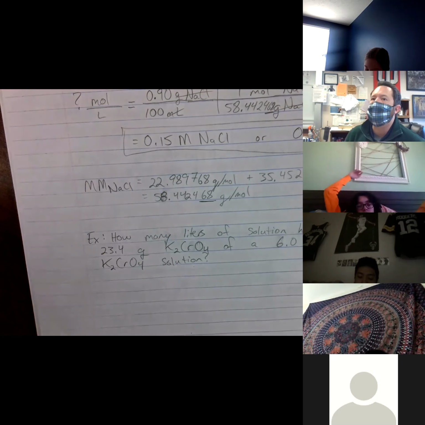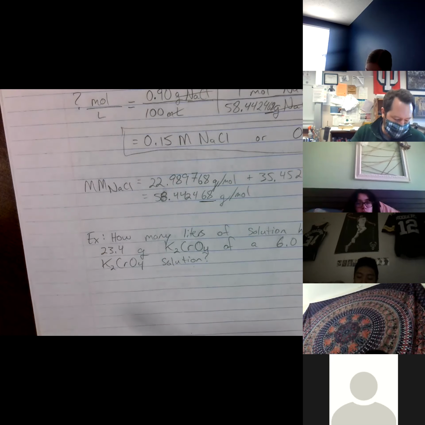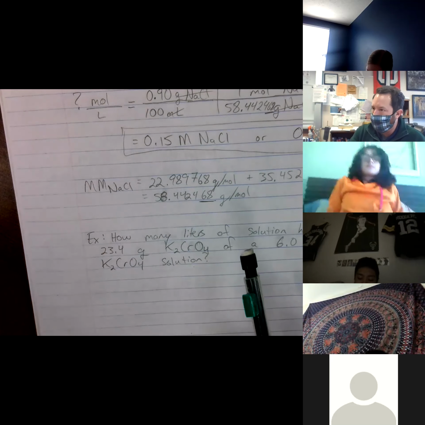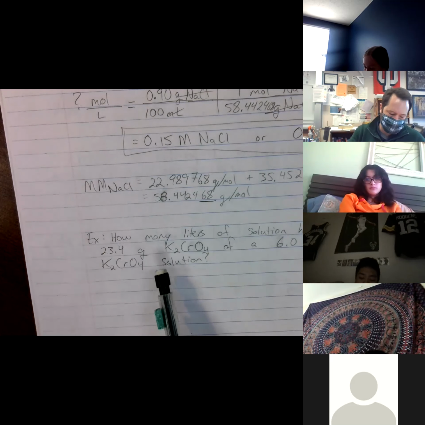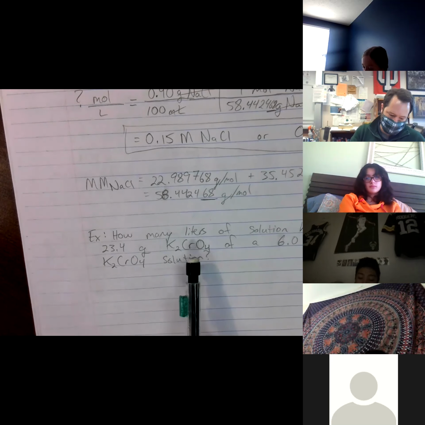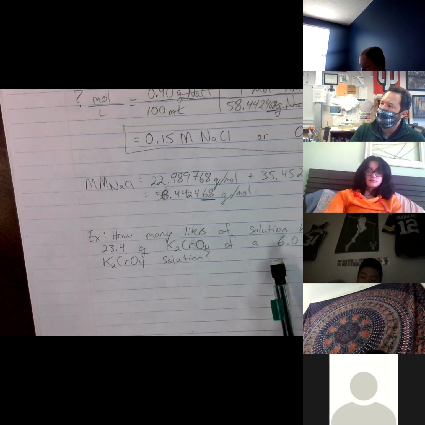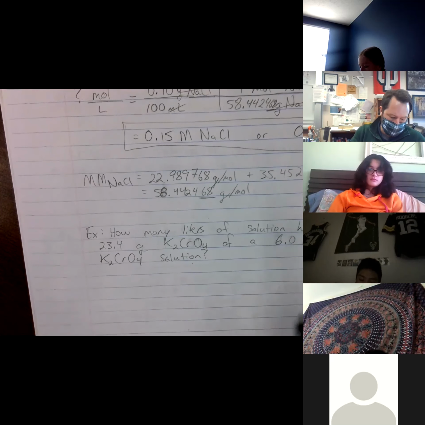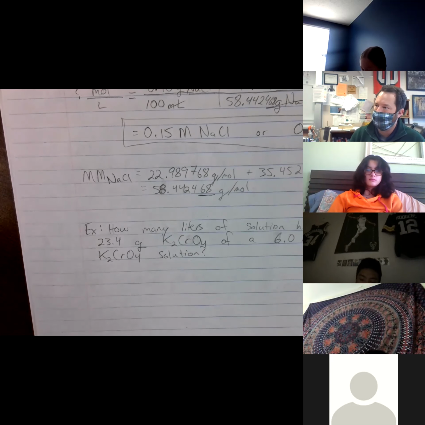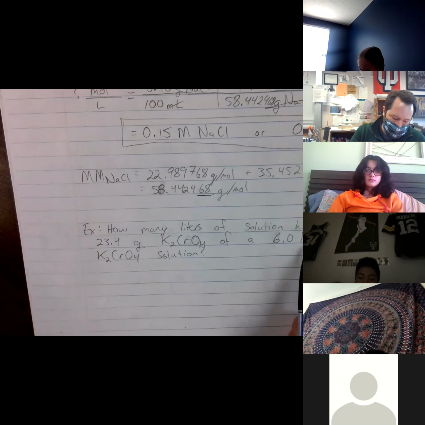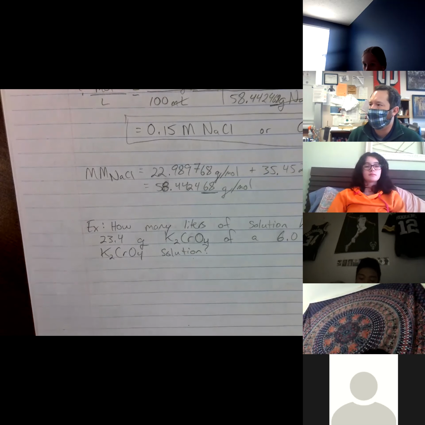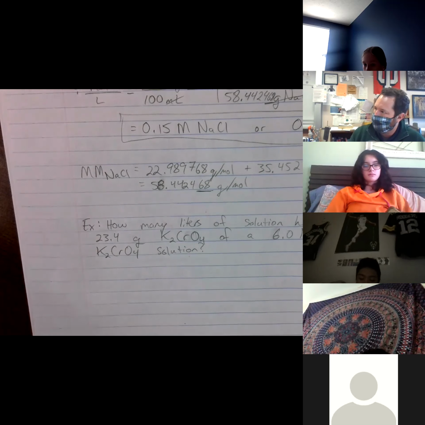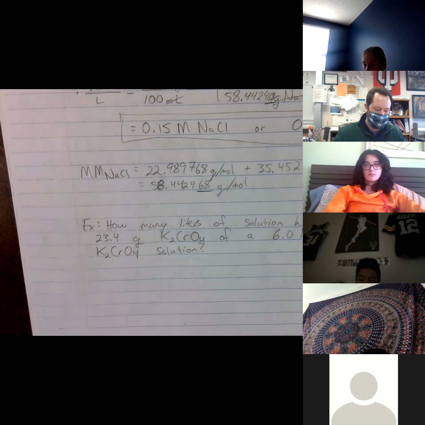All right, so one more type of example, something else you guys see in your homework this weekend. How many liters of solution hold 23.4 grams potassium chromate of a 6.0 molar potassium chromate solution? So they're telling us the concentration, they're telling us the grams. This time what they're asking for is what volume do you have? How much of this liquid do you have? Here's the concentration and here's the mass of solute. How much liquid do you have? What's your total volume?